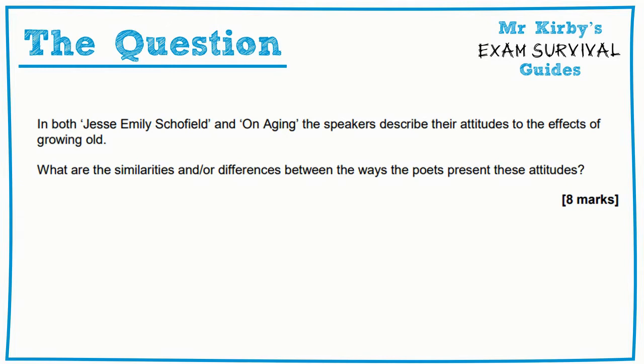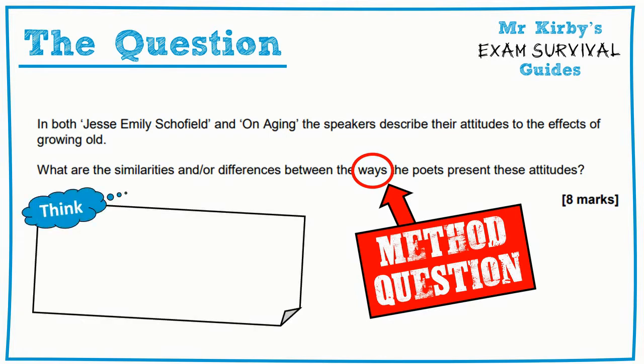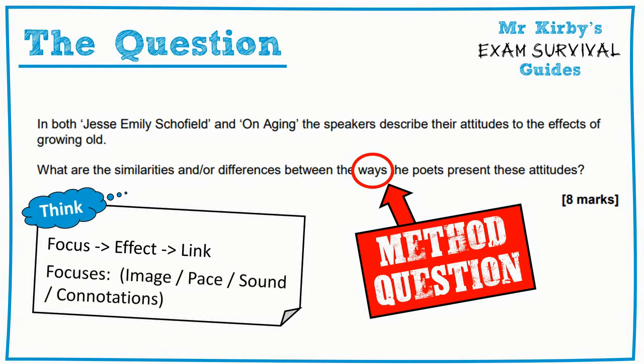Sometimes they change the word ways to methods. Same thing. This is a method question. The ways the writer has to communicate meaning are methods. So that means we should be thinking of our focus effect links and how we use focus effect link in our analysis, and we should be thinking about the different focuses of image, pace, sound, and connotations.